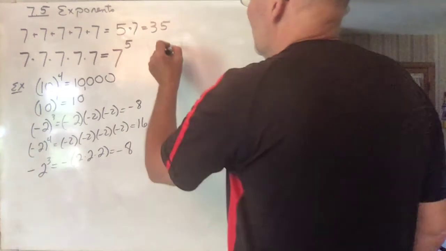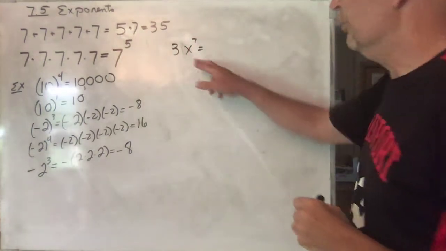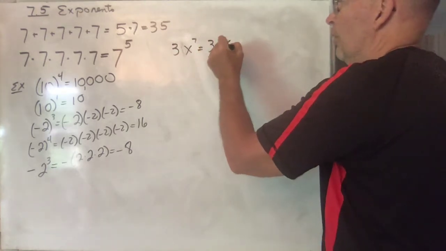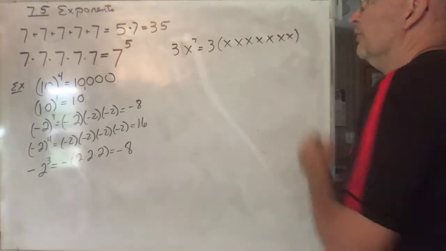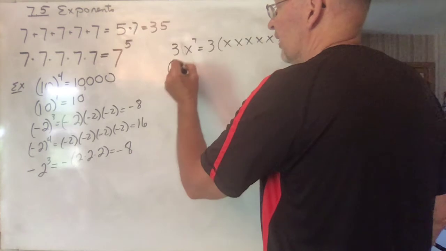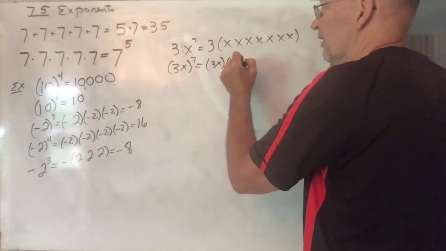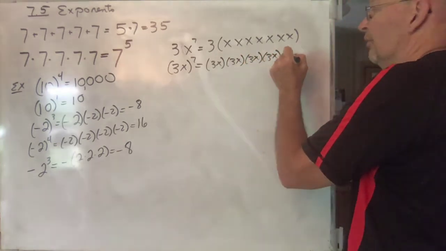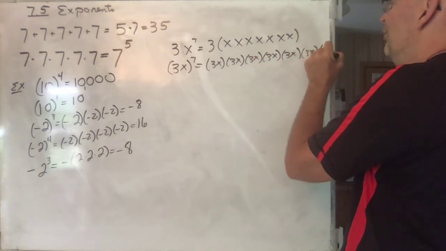Let's see what else we have. If you have 3 times x to the 7th, same thing. You do this first and then you do this. So this is going to be 3 times 1, 2, 3, 4, 5, 6, 7. That's what that stands for. On the other hand, if you have 3x like this to the 7th, that's going to be 3x times 3x times 3x times 3x times 3x times 3x times 3x.